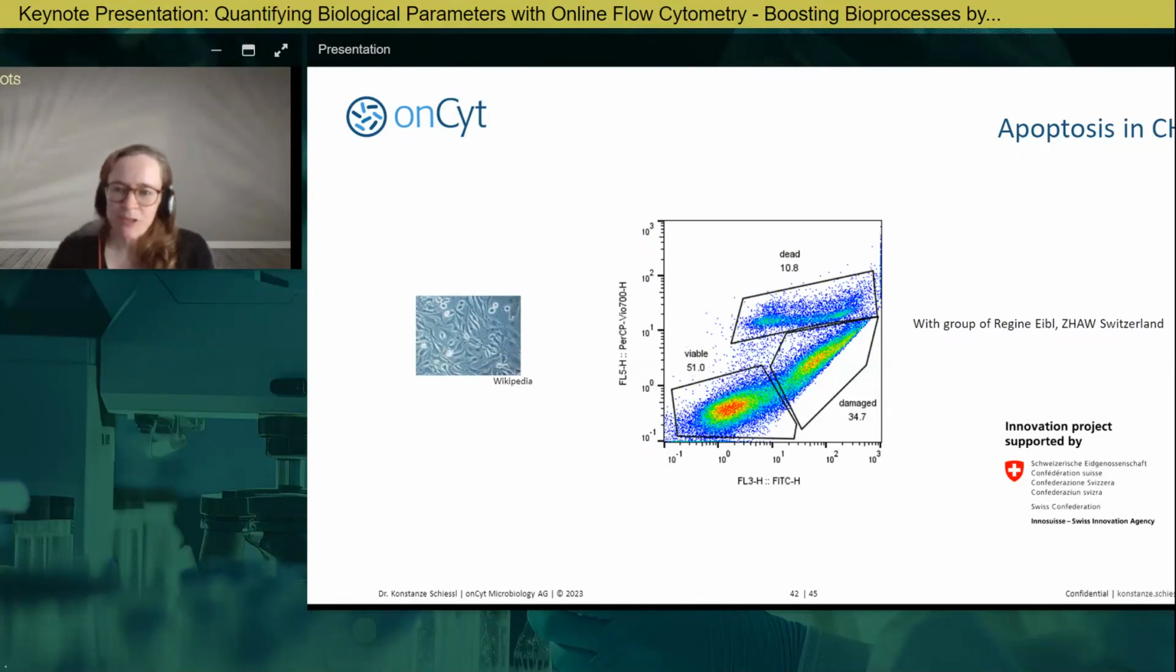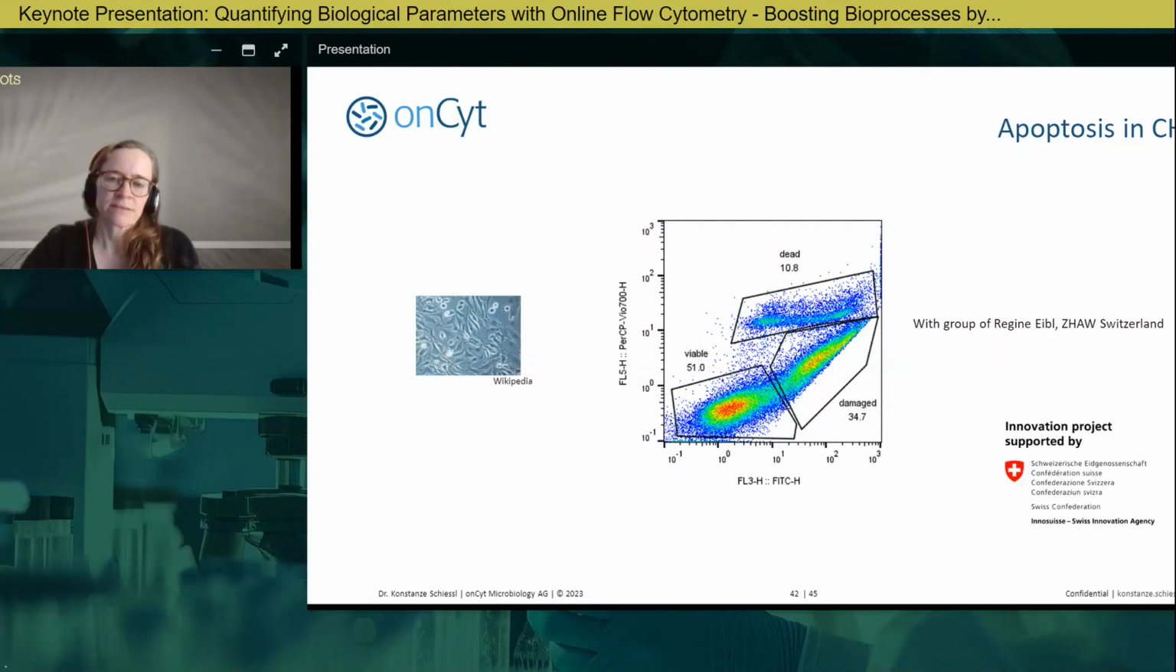Okay, I'm almost at the end. I'm finished with all of my microbe examples. And I just want to mention that at the moment we are working on a project using CHO cells. These are mammalian cells that are the workhorses to produce monoclonal antibodies. And we have a project ongoing with a Swiss research group here.